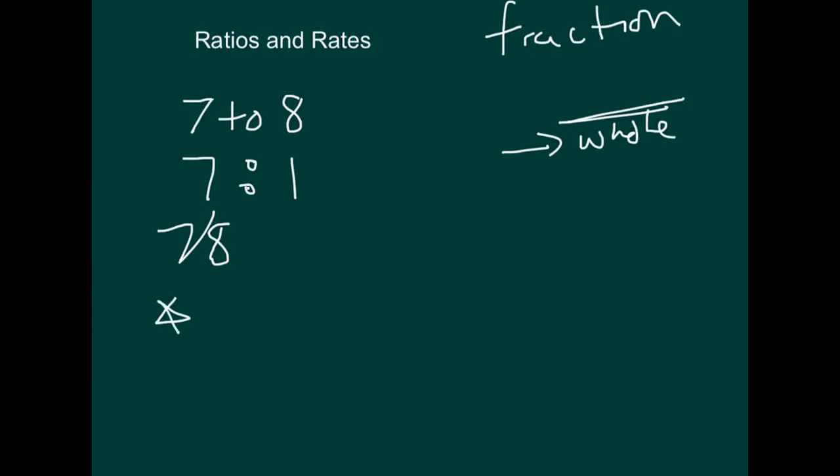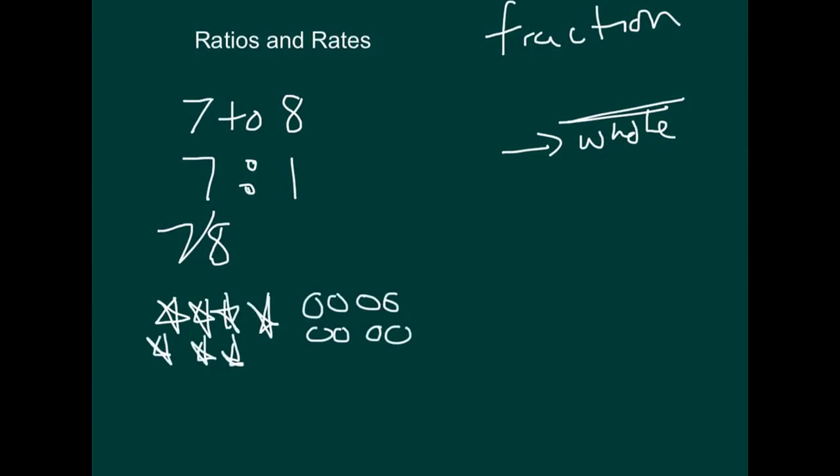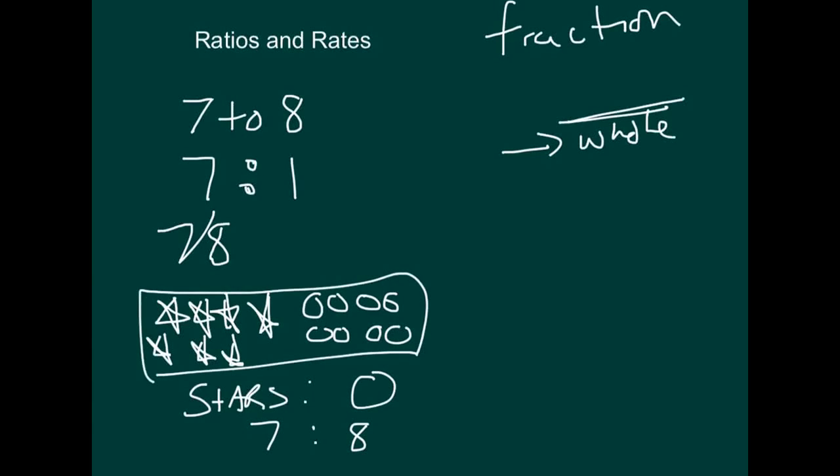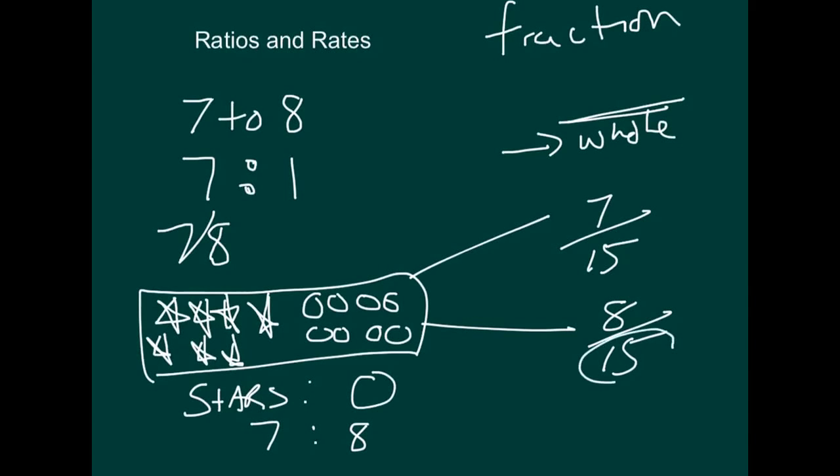It could be that there were 7 stars per 8 circles, and that would be a ratio of stars to circles of 7 to 8. In total, there are 15. If you're talking about a fraction, the fraction of the whole will be 7 stars out of 15 total. The fraction that would be circles would be 8 out of 15. So a fraction has the total in the denominator. Ratios may or may not. These are a ratio. It's 7 to total, 8 to total.